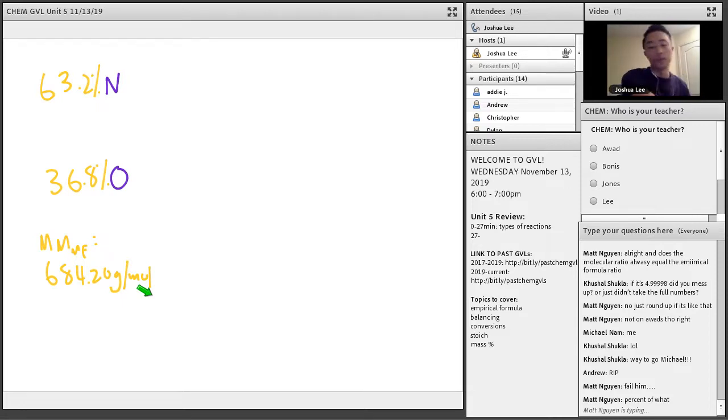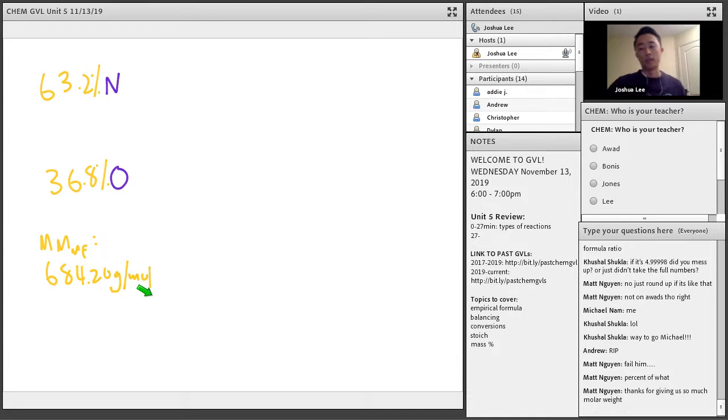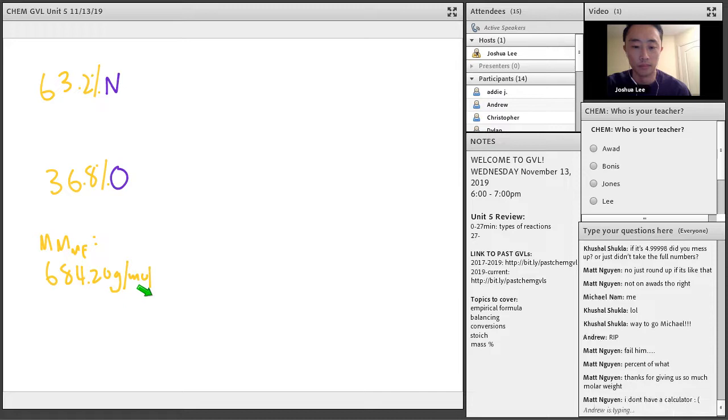I'll give you some time to try it out. This problem that I had to create from scratch. Thanks for giving us so much molar weight. No problem. Google's a great calculator.